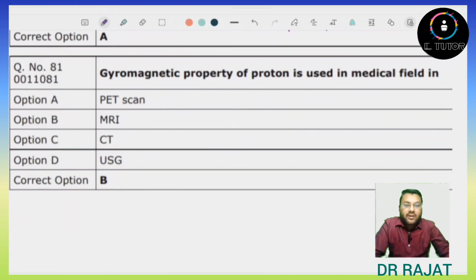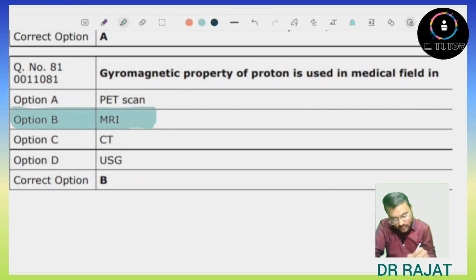Gyromagnetic property of proton is used in the medical field in. So this is again a direct question. Gyromagnetic property is used for the MRI. Option number B is the correct answer. CT scan uses X-ray. Ultrasonography uses ultrasonic waves.